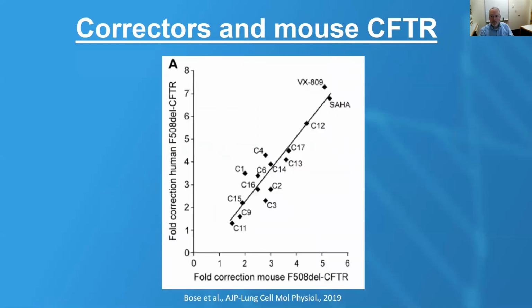Interestingly, the same group used CFTR correctors as well and found that 15 correctors, including VX809, rescued both human and mouse F508del CFTR. However, most of these studies have been completed in overexpressing CFTR cells or cell lines rather than using primary cells from the mouse.